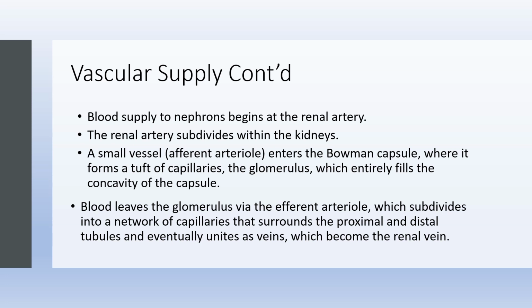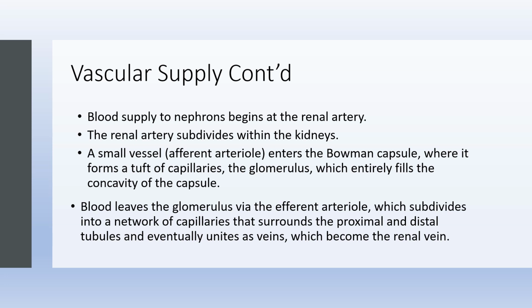We talked about those teeny tiny nephrons. Blood supply for the nephrons begins at the renal artery and then goes through the branches, the segmentals, the interlobars, and into the arcuates. From there, the small vessels, the arterioles, we're going to see a small vessel, an afferent arteriole, moving towards the capsule. It enters Bowman capsule, and it forms a little tuft of capillaries. That's the glomerulus. Looks like a ball of yarn. This is going to fill the concavity of the capsule, so it sits inside Bowman's capsule like a ball of yarn in a cup.